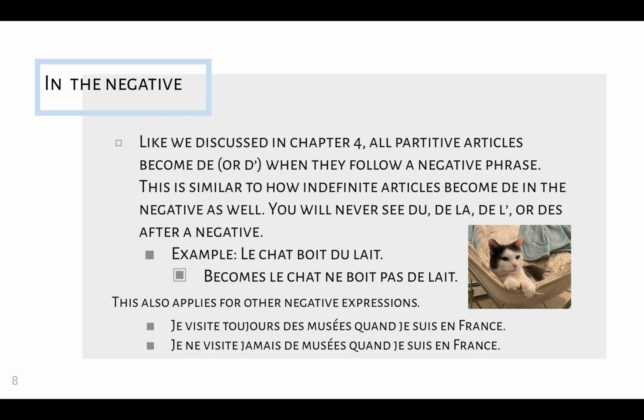An example sentence is je visite toujours des musées quand je suis en France. But if you want to put this in the negative, you would say je ne visite jamais de musée quand je suis en France. And in the negative, the de often means any. So originally, it was I always visit museums when I'm in France, but then in the negative, it's I never visit any museums when I am in France. So the de translates to any.